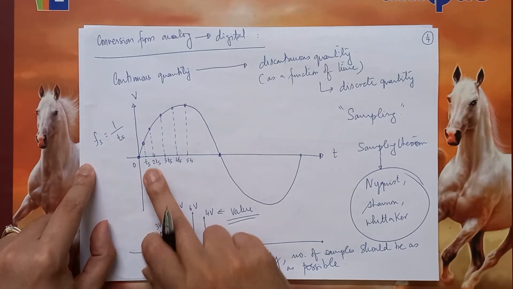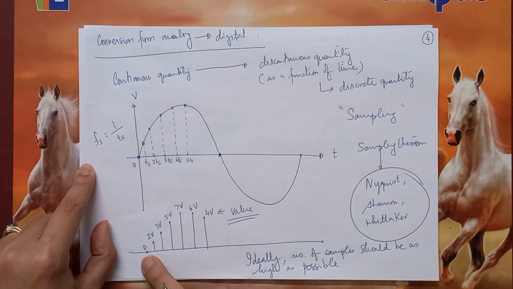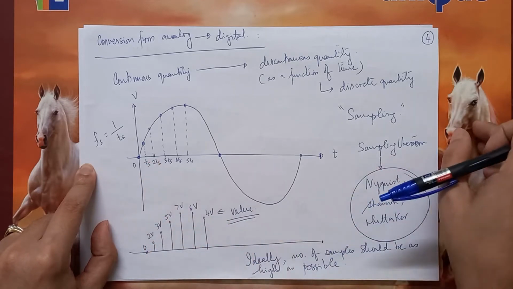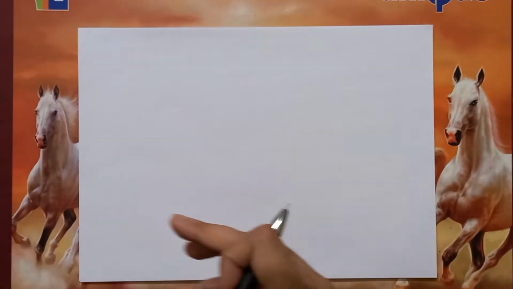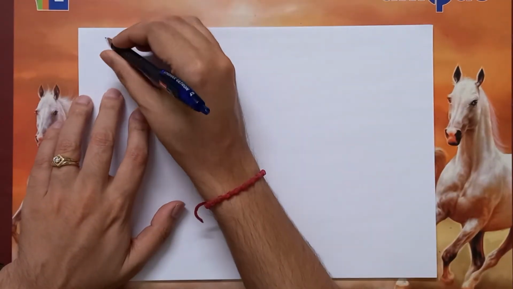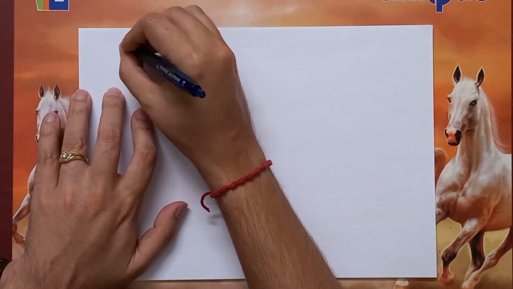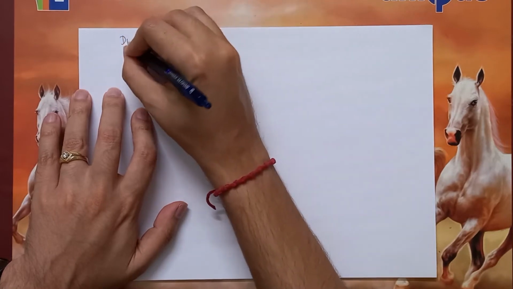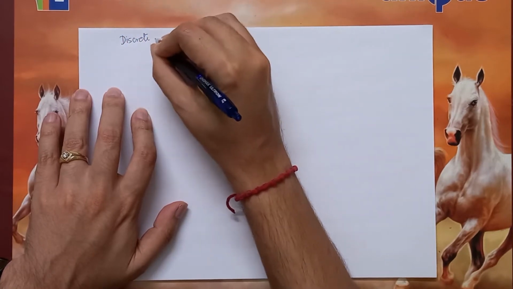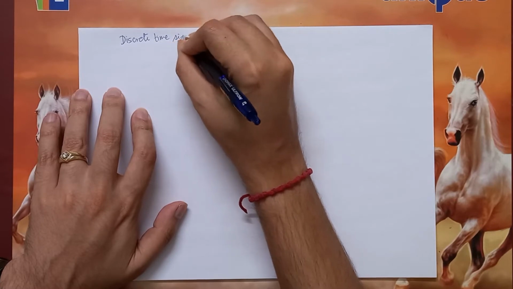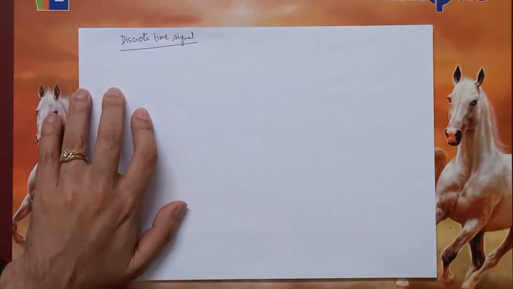or the sampling time Ts, at time t equal to 0, the voltage is 0. At Ts, it's 2 volts. At 2Ts, it's 3 volts, and so on. So, if we were to write this signal, which is now a discrete time signal because we have taken the values at discontinuous points.